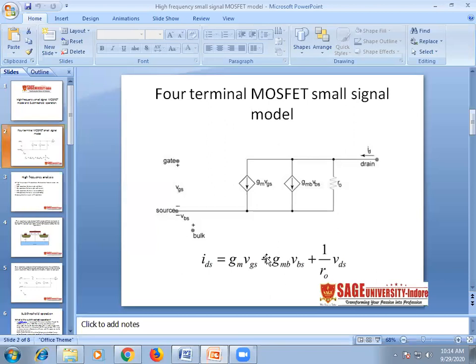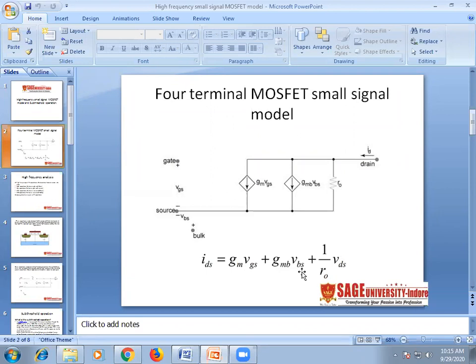And the third parameter is called the current due to the body to source voltage. Whenever body and source are not tied together and have a difference in voltages, we have a change in threshold voltage, and as per that change in threshold voltage and VBS variation, we have a slight increase in the current. That slight increase in current is given by GMB, a constant, into VBS.